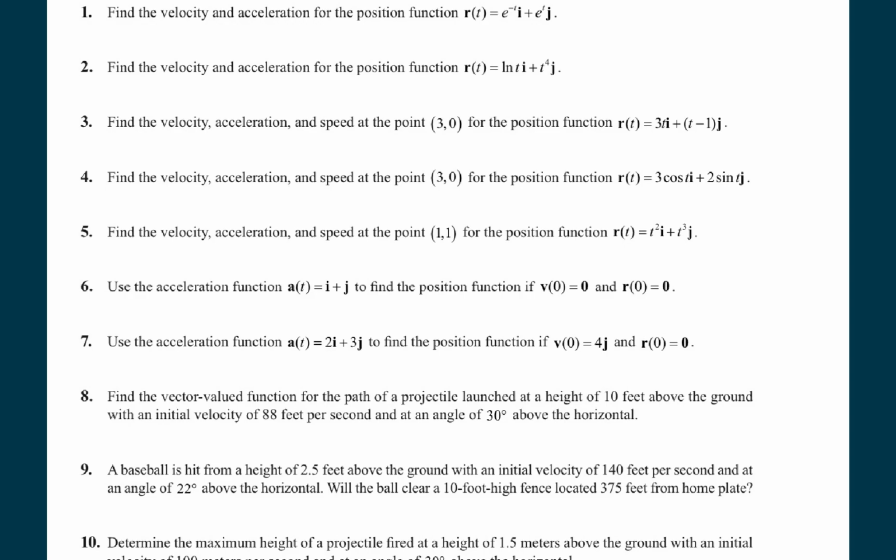So the vector velocity v is just the change in the vector position per unit of time, while the vector acceleration is the change in the vector velocity per unit of time. We take the derivative of a vector value function like the position or like the velocity. So let's go to do these problems.